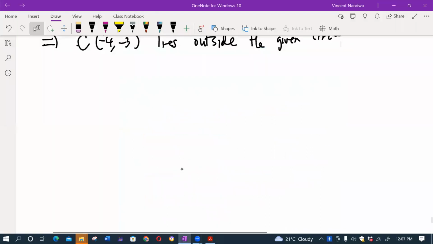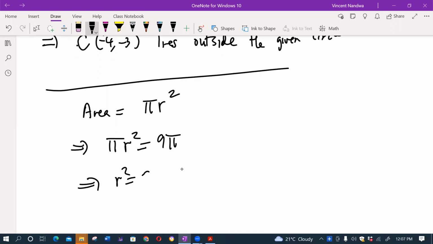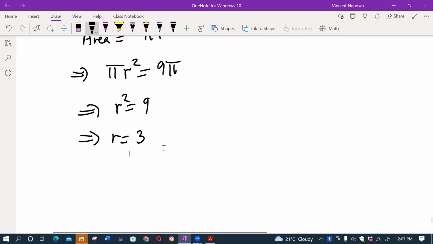So the area of a circle is given by pi r squared, which means pi r squared equals to 9 pi. So r squared equals to 9, so r equals to 3. So the radius of this circle is 3.